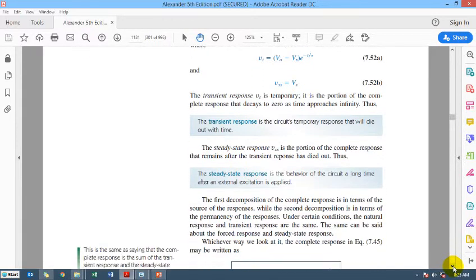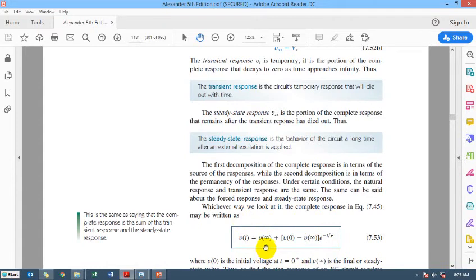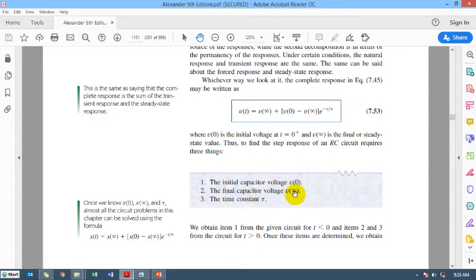Keeping it simple, we can write it in this form: Vs is the capacitor voltage that will remain there due to the excitation or the supply, this is the initial voltage, and this is again V infinity. So this is the key for solving the problem: the initial capacitor voltage, the final capacitor voltage, and the time constant are to be found. The time constant is RC, and R is considered as the R Thevenin at the terminals of the capacitor.